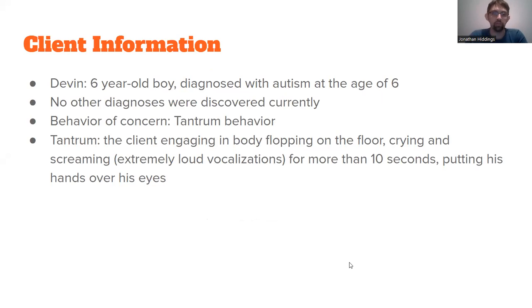The client we're going to be presenting about, we'll say his name is Devin. He's a 6-year-old boy who was just recently diagnosed at the age of 6, who just joined our clinic. Currently, there are no other diagnoses at this time that we know of. The target behavior, the problem behavior of concern we're going to discuss today, is his tantrums. The operational definition is the client engaging in body flopping on the floor, crying and screaming with loud vocalizations for a very long period of time, more than 10 seconds, and putting his hands over his eyes.